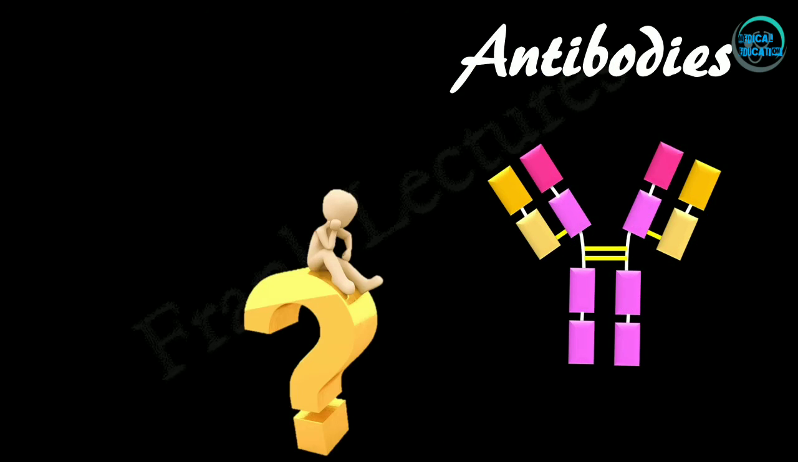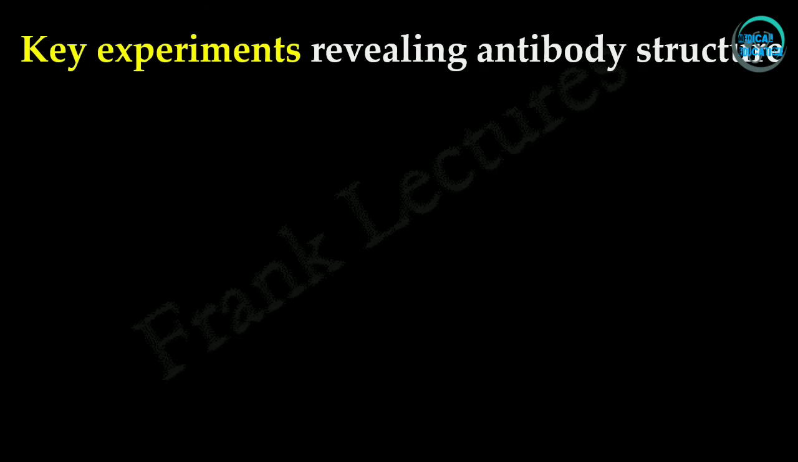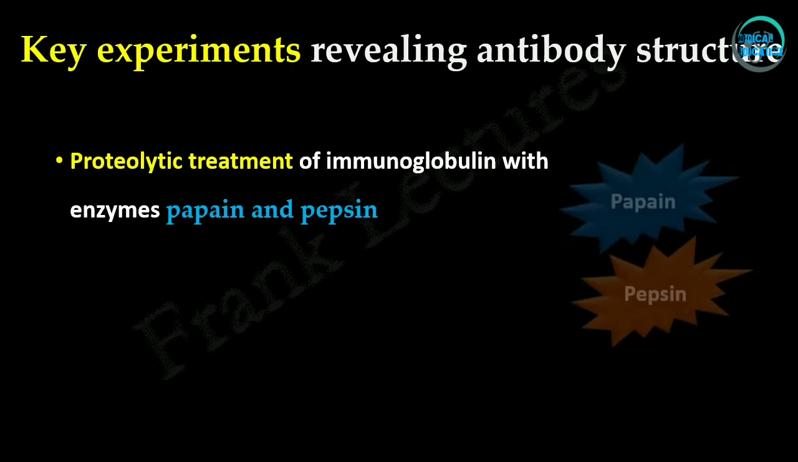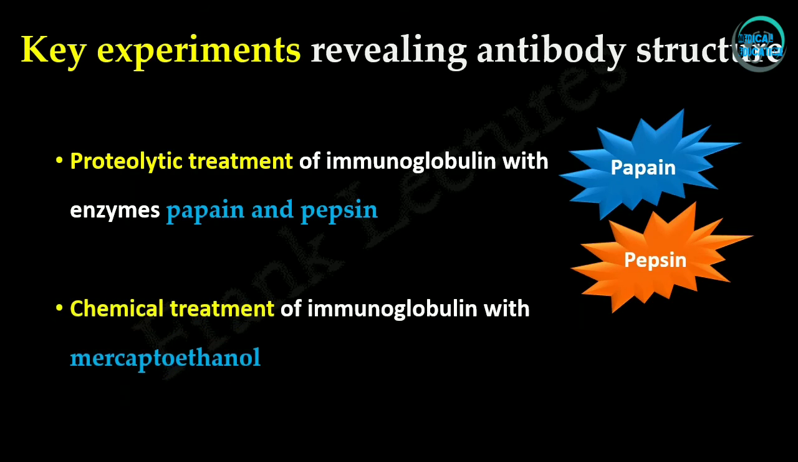You must have come across the terms Fab and FC in immunology. What are these? To understand these terms, we need to look at key experiments which revealed the antibody structure. These experiments were: proteolytic treatment of immunoglobulin or antibody with enzymes papain and pepsin, and chemical treatment of immunoglobulin with the chemical mercaptoethanol.